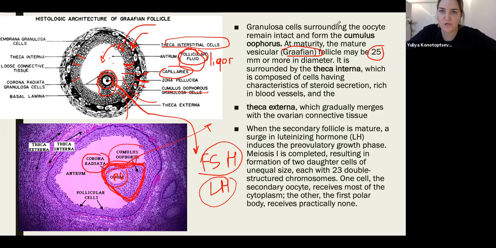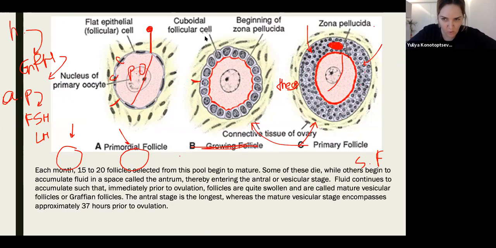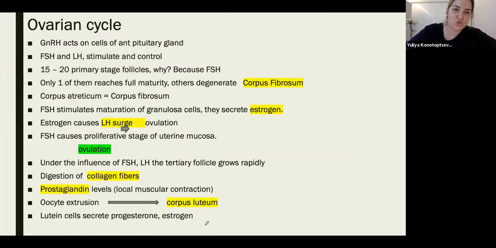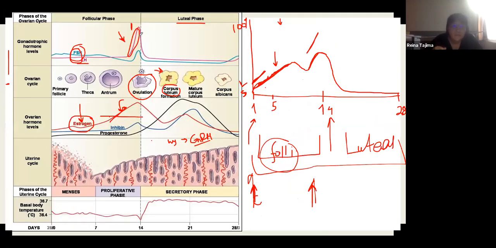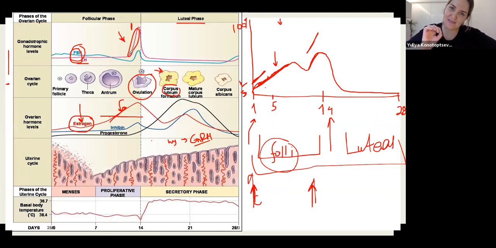In the Graafian follicle, according to our book, we already have secondary oocyte. 24 hours before ovulation, when the LH surge is rising, exactly at that time, your primary oocyte differentiates to become secondary oocyte. So in the Graafian follicle, you have secondary oocyte. In the tertiary follicle, which could be like 2 days before ovulation, you still have primary oocyte. Does it make sense? So 24 hours before you're ovulating, you already have secondary oocyte.